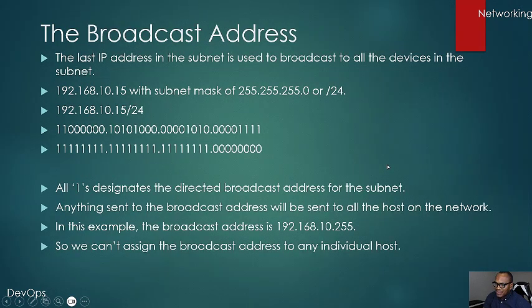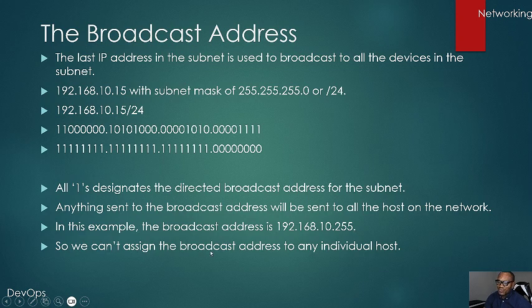The last IP address in the subnet is used to broadcast to all the devices in the subnet. It is used as the broadcast address. For example, in this example that we have above, which has a /24 subnet mask, the last IP address in this is what? 192.168.10.255. That's it.